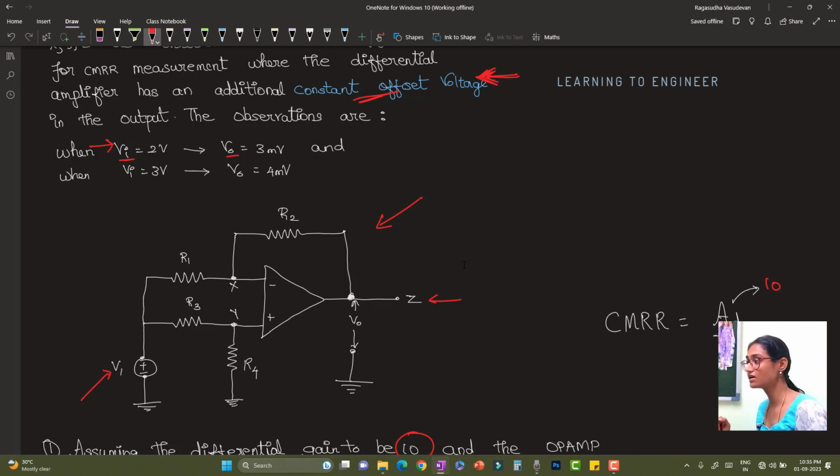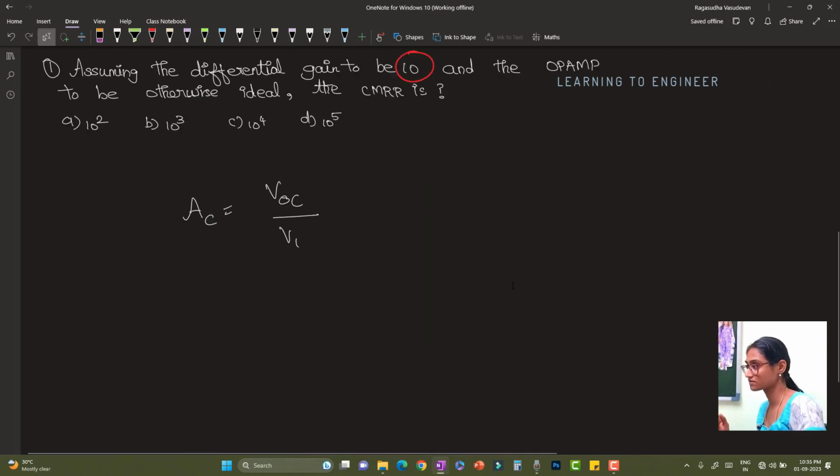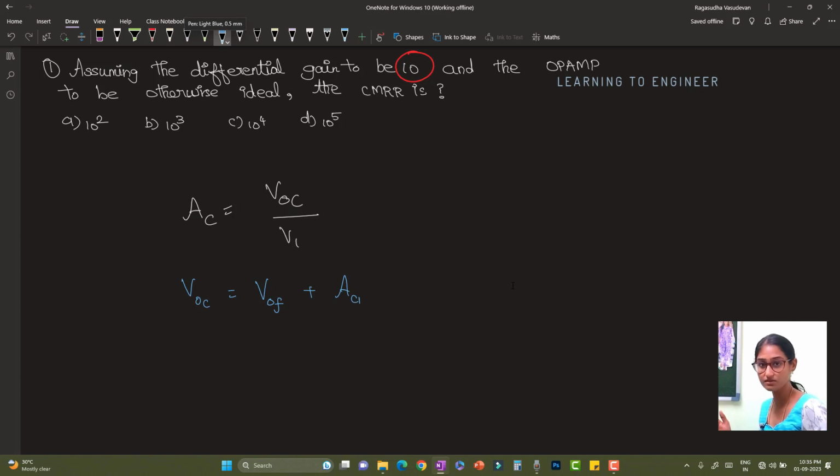Okay, so let's apply this and formulate a small equation. The common mode output will be the offset voltage at the output. Let me put it as VOF plus the common mode gain times the common input. And for this we have two cases, right?